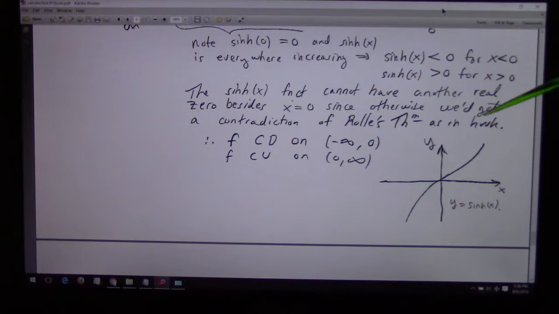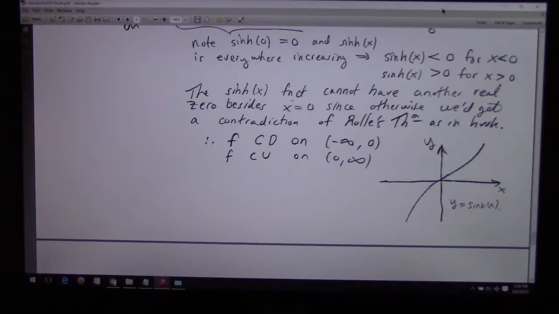Like so. And you can use Rolle's theorem to show that since sinh of 0 is 0, you can't have anywhere else where there's 0. Otherwise, it would contradict the fact that the derivative is positive everywhere, right? If there was another 0 of sinh, that would, by Rolle's theorem, say that there's some other point in between that second 0 and 0 at which the derivative is 0. But the derivative of sinh is cosh, and that's impossible.